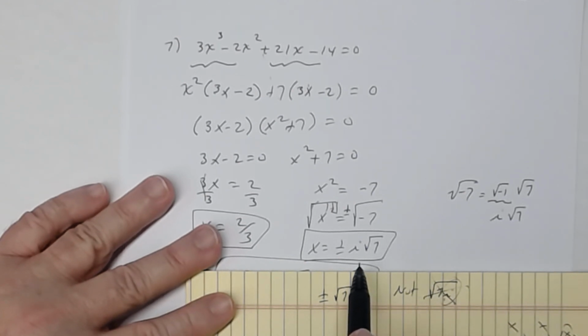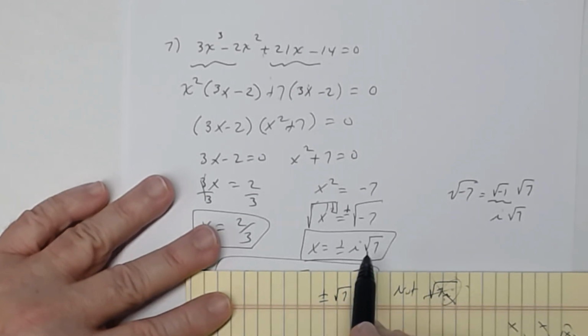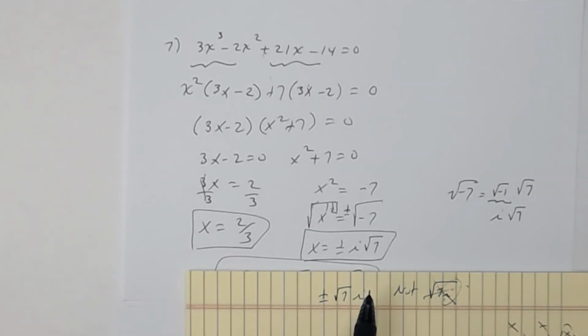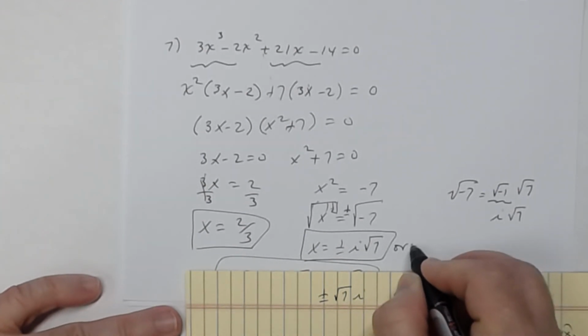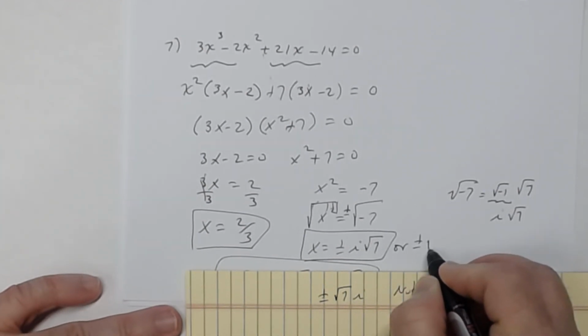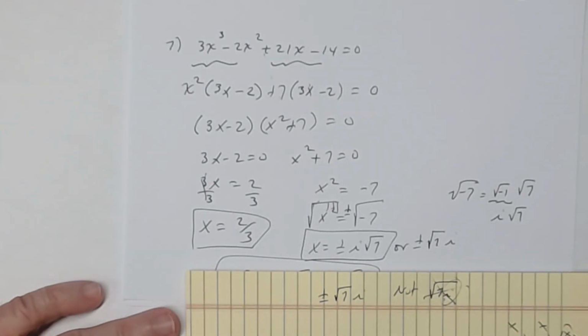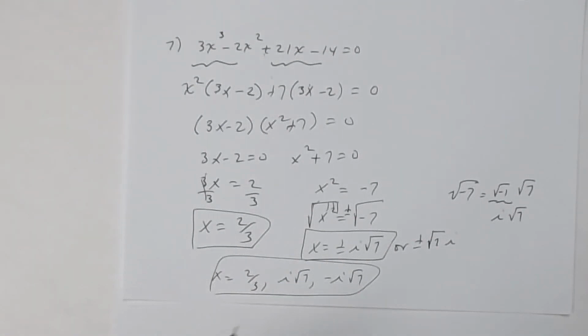So that's why most students prefer, when they have a square root, to put the i in front of the square root symbol, to put that as i times the square root of 7, and you could write it like this, instead of this. Okay, as long as the i does not look like it's under the square root of 7. All right, so that was number 7.